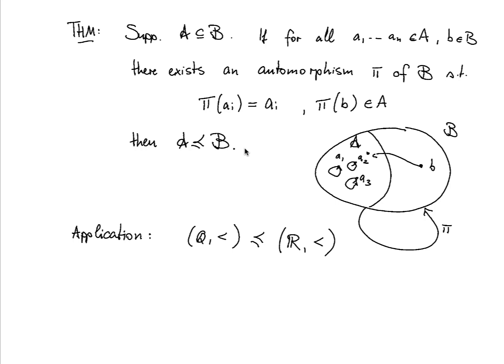And one application of this, and of course you should see that you can verify this theorem, but once you've done that, you should try your hands at this application here, namely proving that the linear order of Q is an elementary substructure of the linear order of R.